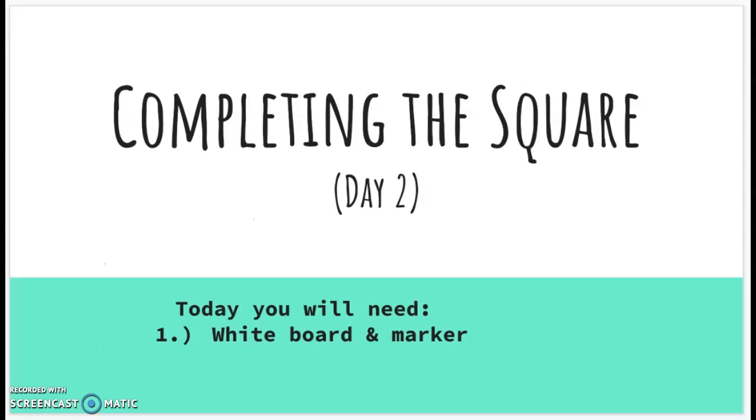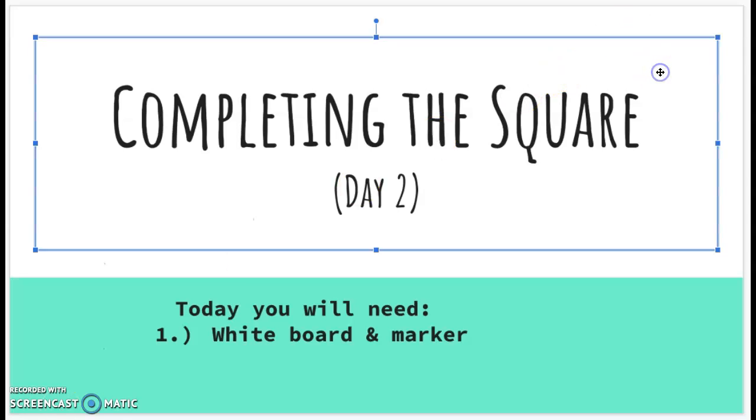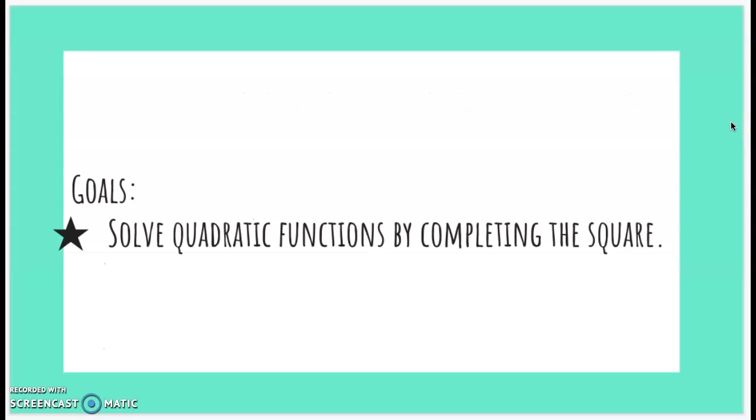Today we are continuing with completing the square, but we're going to look more at how to use completing the square to solve quadratic functions.